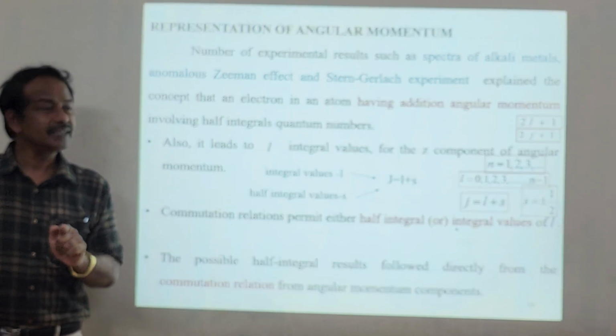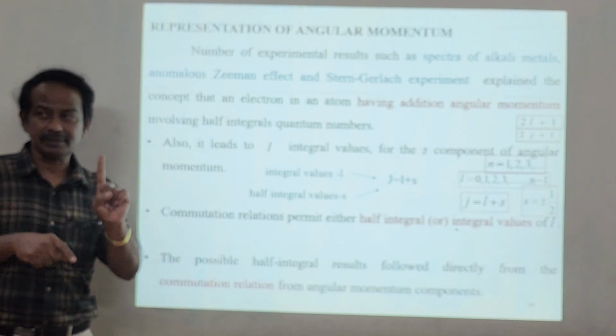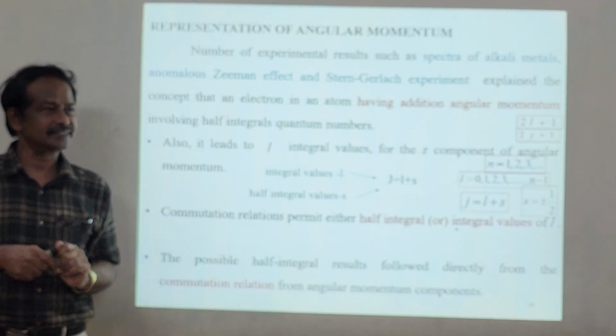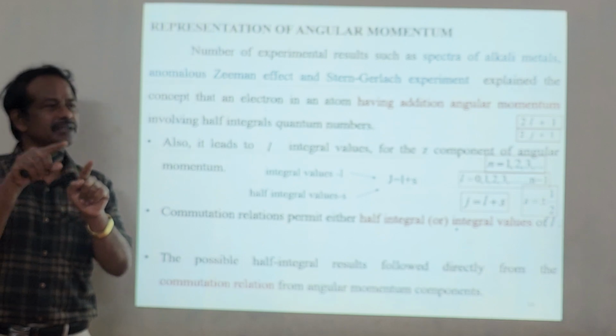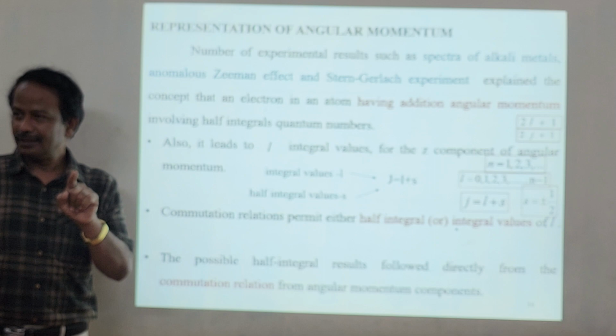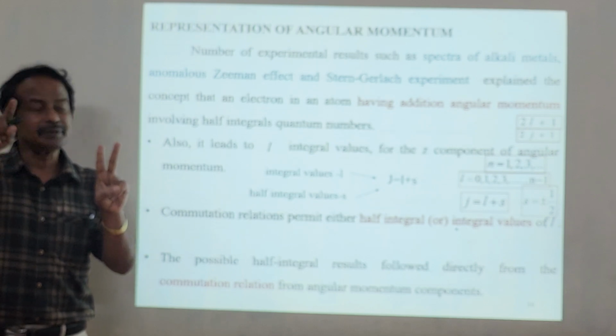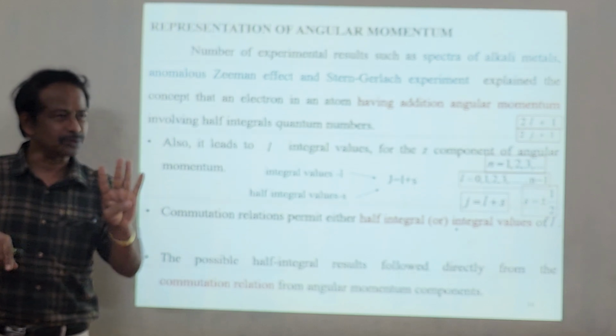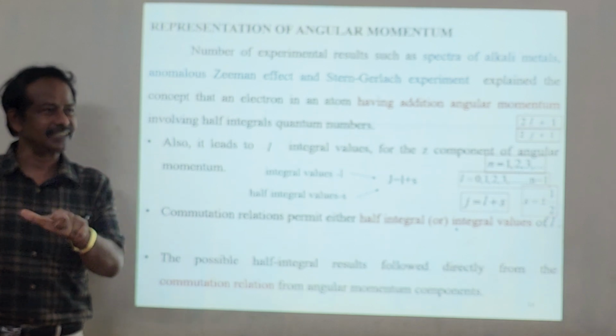To get even numbers, L must be half integers. You just go with the formula 2L plus 1. 2 multiplied by 1/2 plus 1, you will get 2. 2 multiplied by 3/2 plus 1, you will get 4. See, an even number of splittings here.